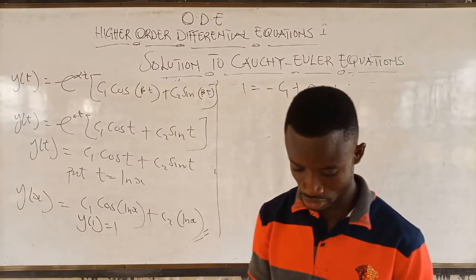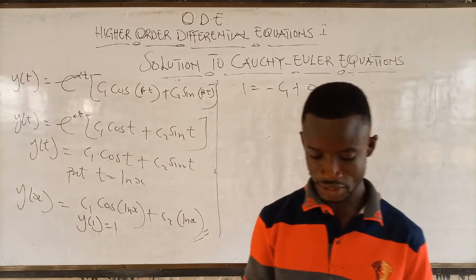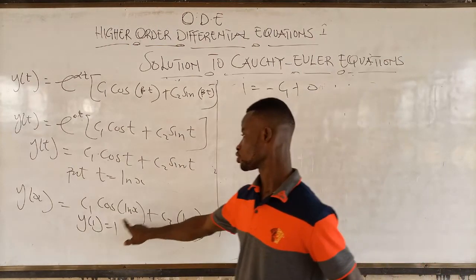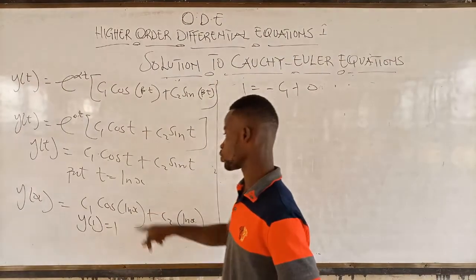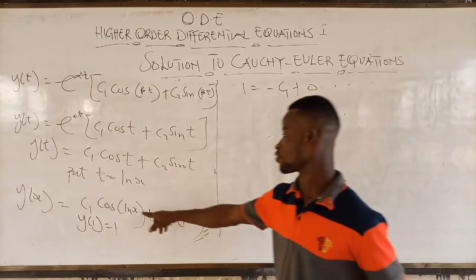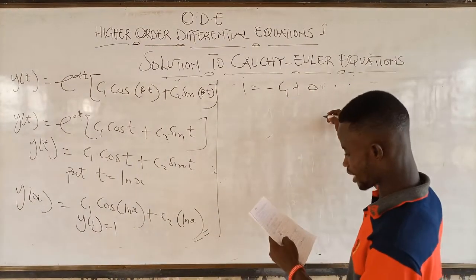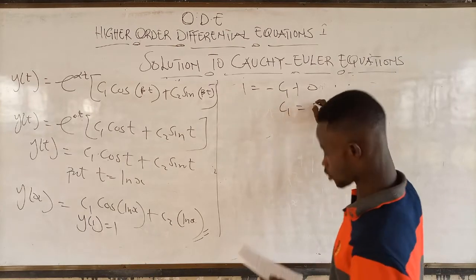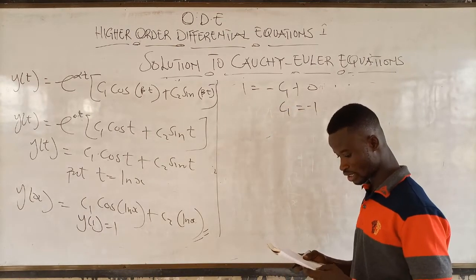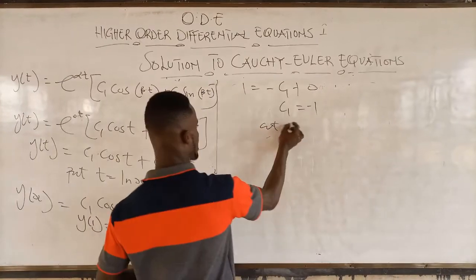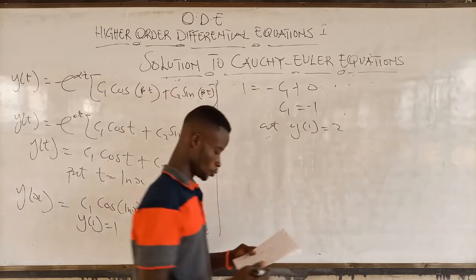I'm coming to check something. You see, we can't take the mean of 0. So here is 1, it's not 0. You can't take the mean of 0. So when you take the mean of 1, that's what you're going to get. So you end up getting c1 to be equal to negative 1. C1 will be equal to negative 2. Then y of 1 is equal to 2.